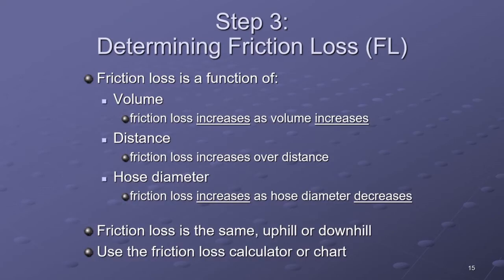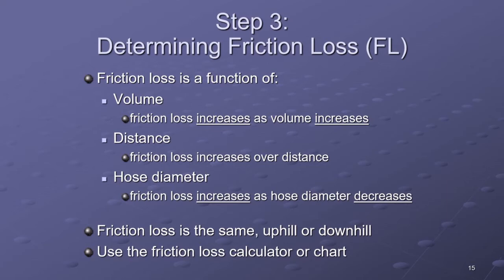So friction loss, the third piece in the equation, this is everyone's favorite. It tends to confuse people, and we'll walk through it slowly. So friction loss is a function of volume. Friction loss increases as the volume increases. Okay, you might want to know that. That's probably pretty important. Friction loss is cumulative. So we calculate friction loss per 100 foot length of hose. The more lengths of hose, the more friction loss I get. Another piece you're probably going to want to know. It's cumulative, and it increases over distance.